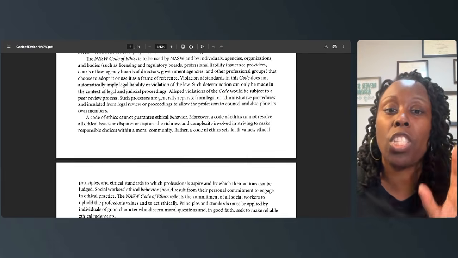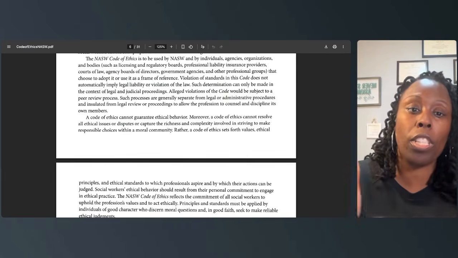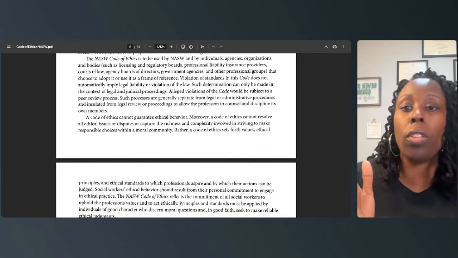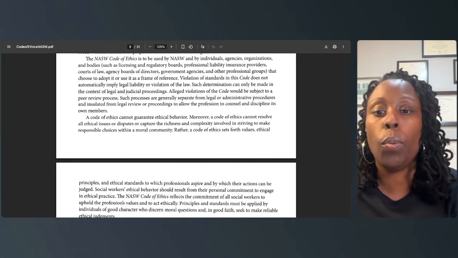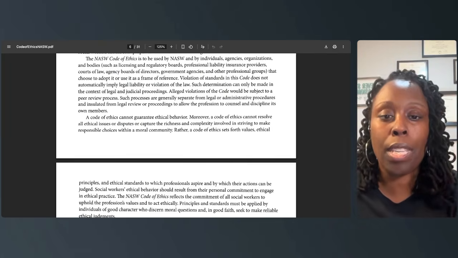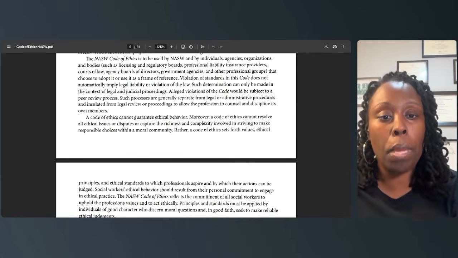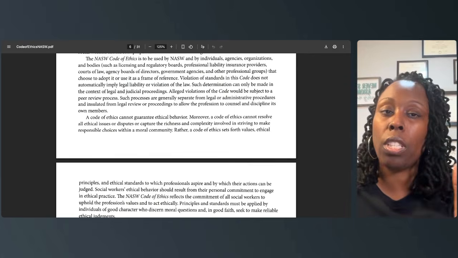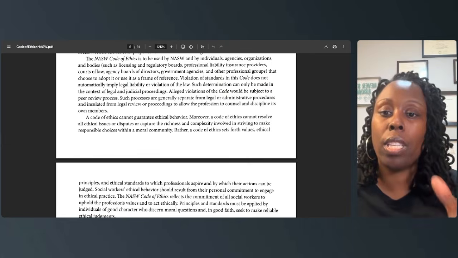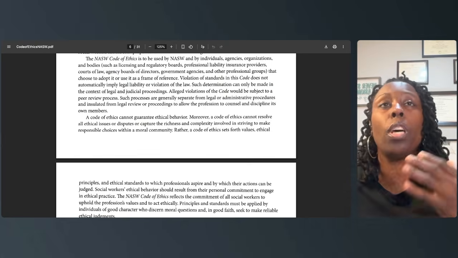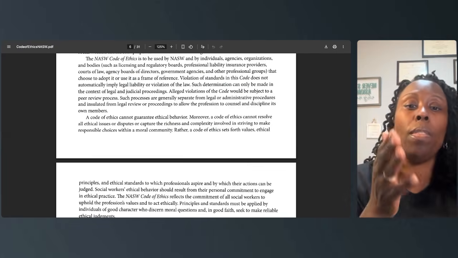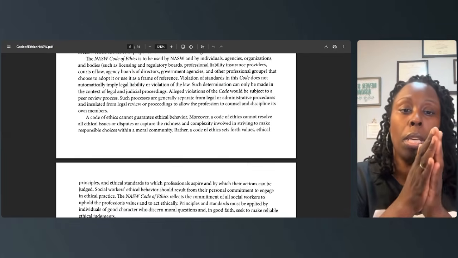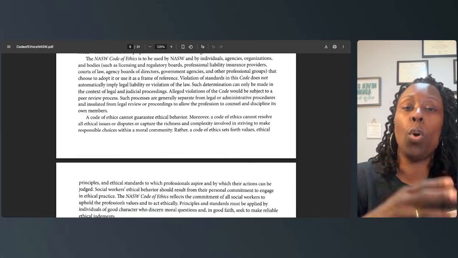The process is generally separate from legal and administration. So if you have a legal hearing or administrative hearing, these things can be done differently. And you're going to have a legal review, you're going to have proceedings and all of that. But remember, it is allowed in our profession that the counsel and discipline is done by its own members. So in other words, they're not going to pull people from other disciplines to make decisions on these legal situations. It's going to be with your peers and your own members of the NASW code.